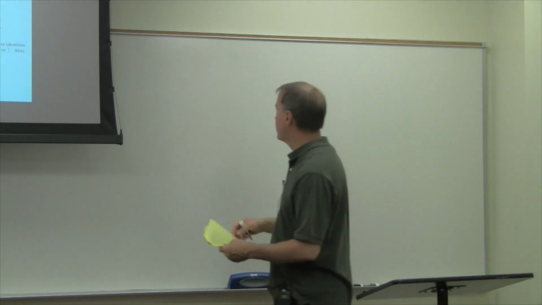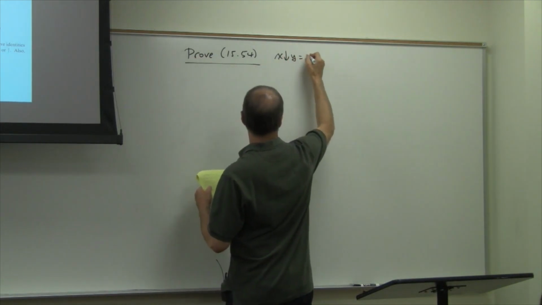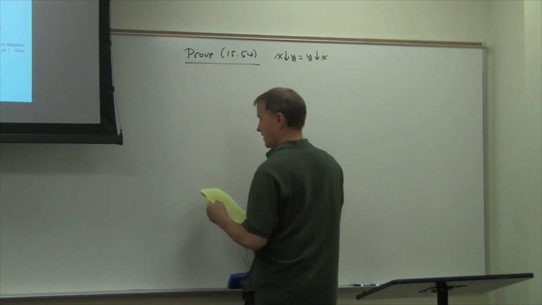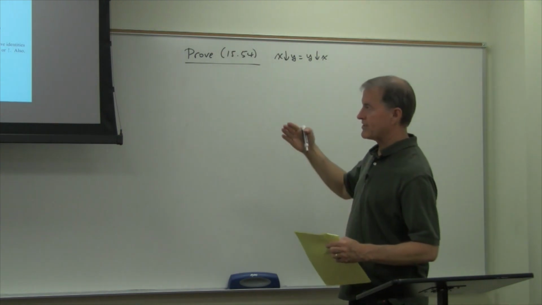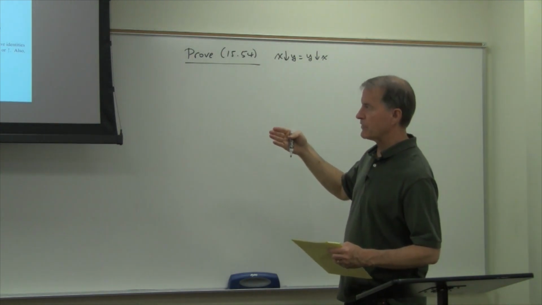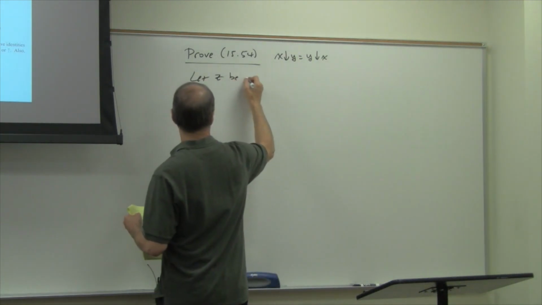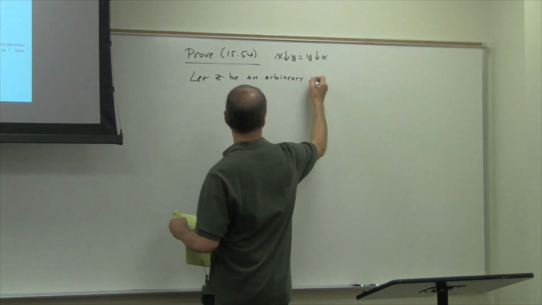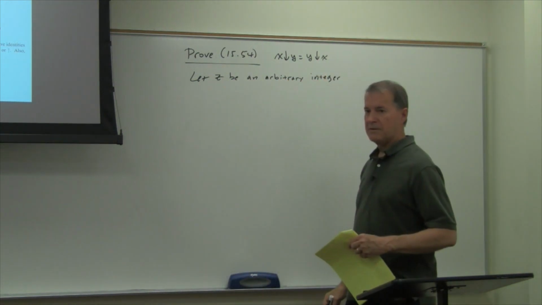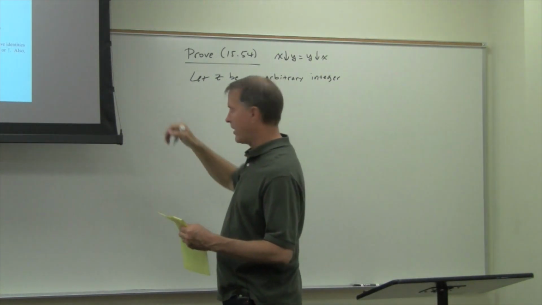Okay, so let's prove 15.54, and the thing that we're going to prove is x min y equals y min x. The way we set it up is the same way we set it up for proving the 9.8 lemma. We say let z be an arbitrary integer. Are you with me? We'll say let z be, and then we must prove what?